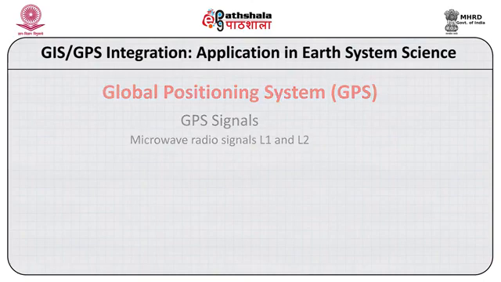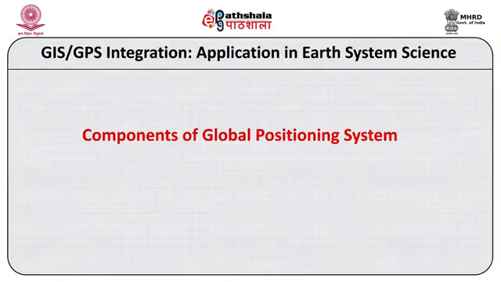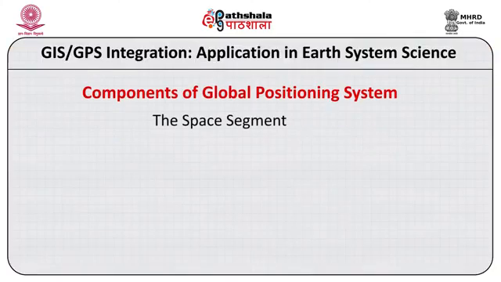Now I will tell you about the different components of Global Positioning System or GPS. There are three important components of GPS. The first and the foremost important component of GPS is the space component, or we can call it space segment. The space segment consists of all satellites in orbit. These satellites are grouped into three subgroups according to their development and launch. They are classified into three blocks.